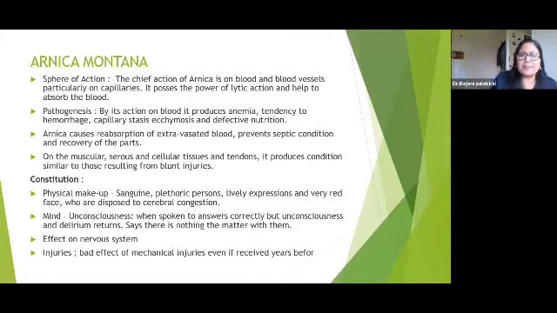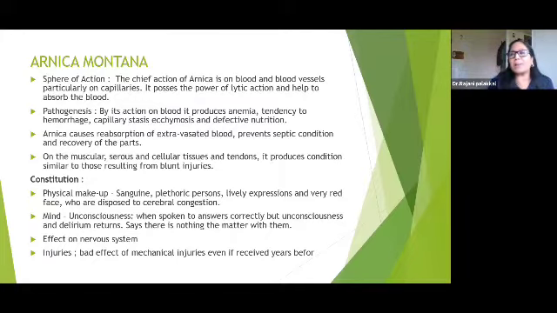Constitution of Arnica: the physical makeup is sanguine, plethoric persons with lively expressions and a very red face, who are disposed to cerebral congestion. Mind: it is unconscious, but when spoken to answers correctly, then unconsciousness and delirium return. And he says there is nothing the matter with him.